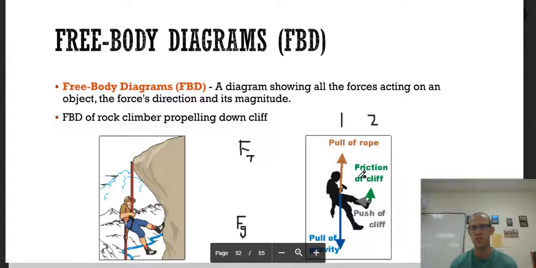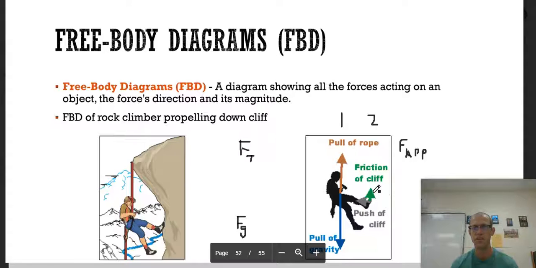The friction of the cliff. So the rock climber is propelling down. So he is pushing off the cliff. So that's why that arrow is right there. So we could say that is F applied. I tend to do F and then APP for that, because air resistance will do F air. So we don't want to confuse the letter A with applied or air. So that's why I write out APP.